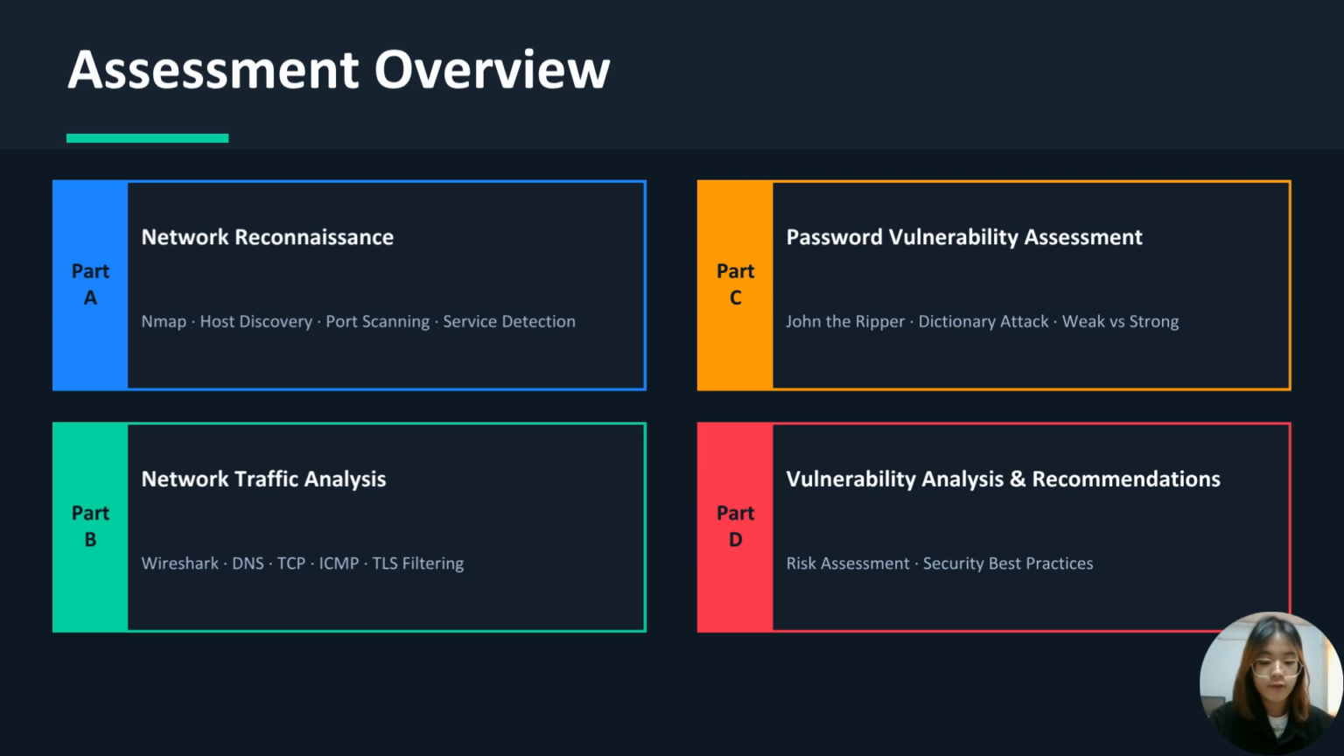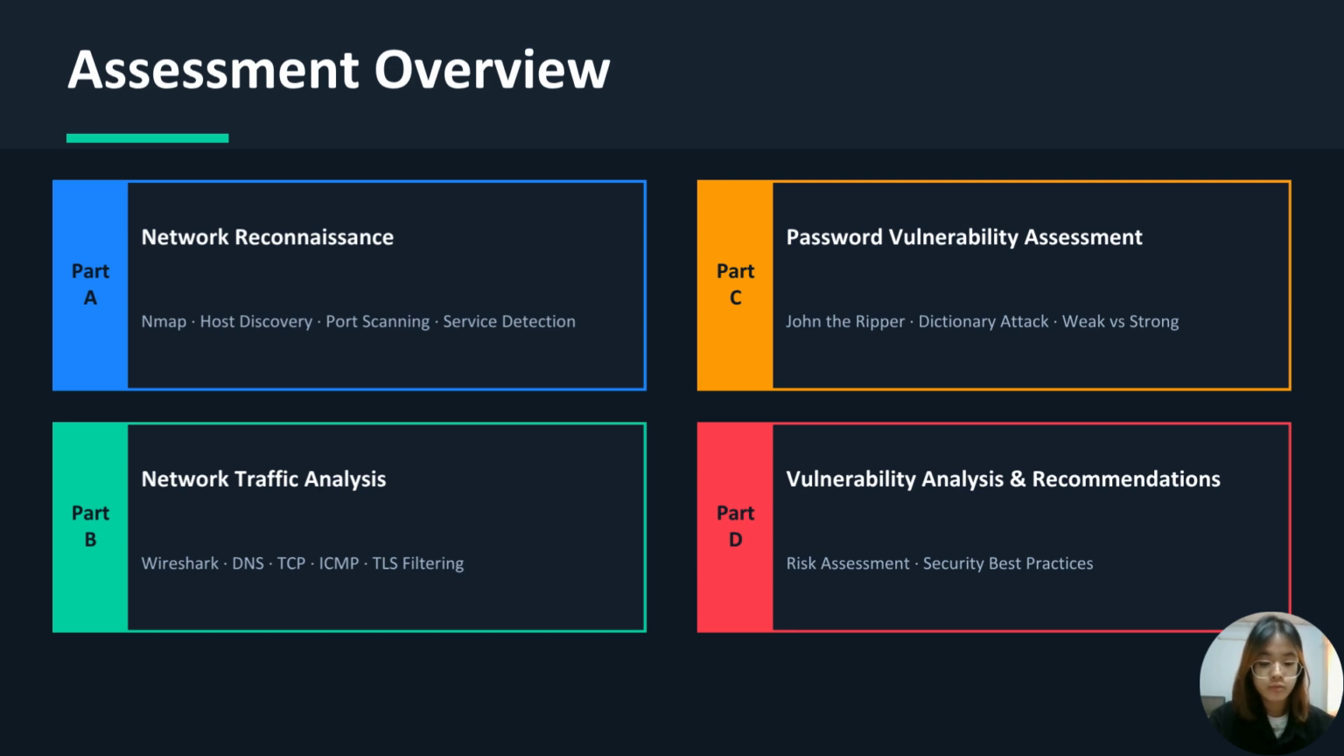Part C evaluates password security using John the Ripper. Weak and strong passwords were compared to determine their resistance against dictionary attacks. Then Part D discussed the vulnerability identified during the assessment and proposed security recommendations to improve cybersecurity.